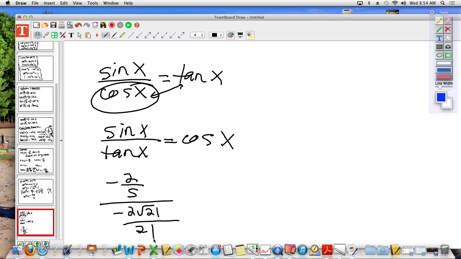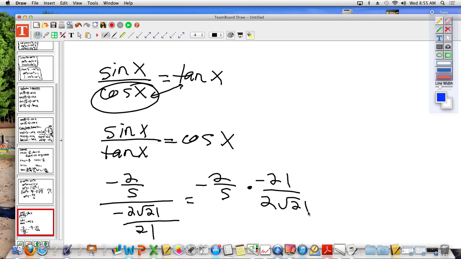Notice it's a negative divided by a negative, which is going to give us a positive, which is good because we wanted it to be positive because the cosine in quadrant 4 is positive. We have to divide this though. So my suggestion would be to do this. Negative 2 over 5. We are dividing a fraction by a fraction. That's the same thing as multiplying by its reciprocal. So I'm going to multiply by negative 21 over 2 square roots of 21.